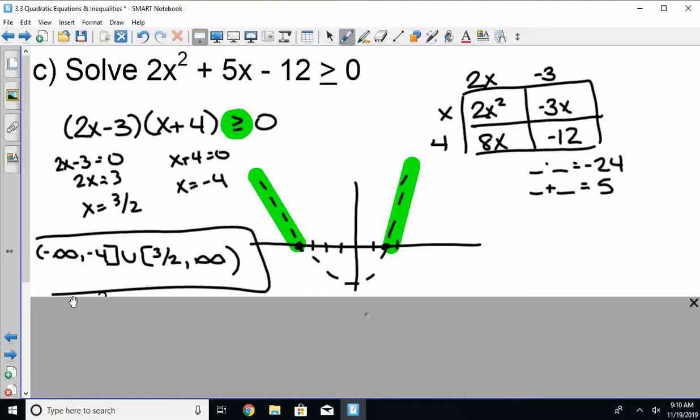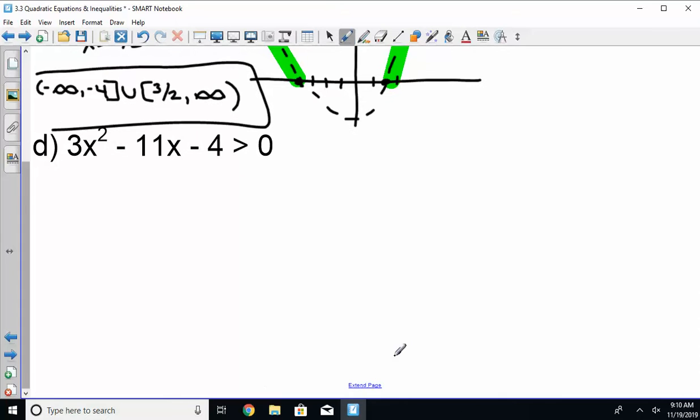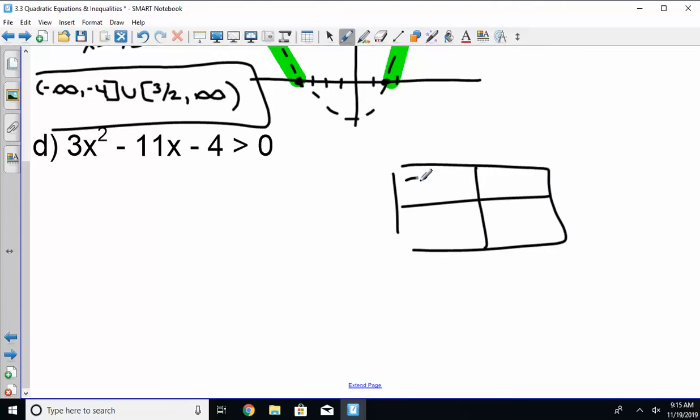Got it. All right. Why don't you guys try this one on your own? So we have to do the full box method.